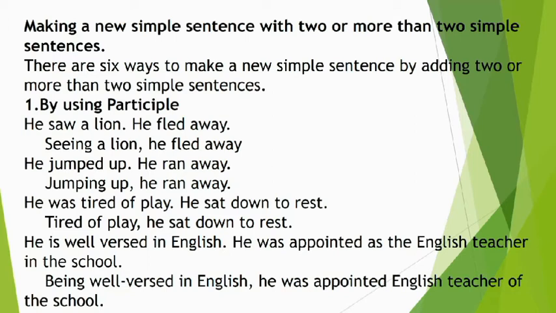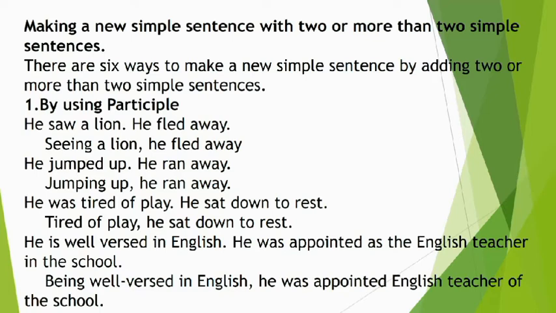Let us see some examples. He saw a lion. He fled away. These two simple sentences we have to combine and make one simple sentence. By using a participle, we can make these two simple sentences into one simple sentence. Seeing a lion, he fled away. Here, the verb see is changed into a participle to describe lion. Seeing a lion, he fled away.